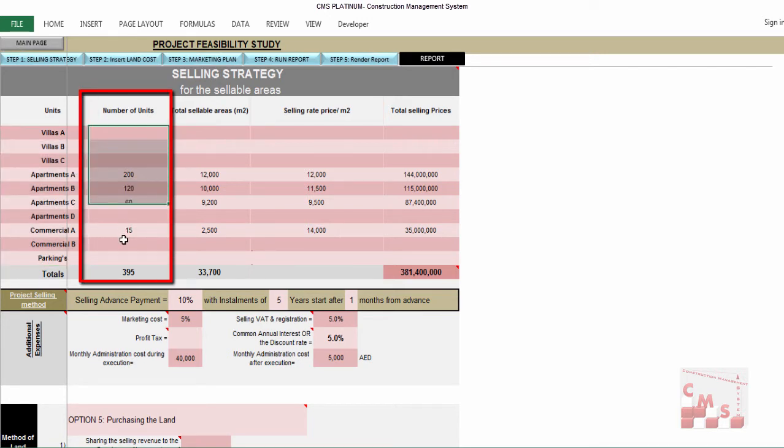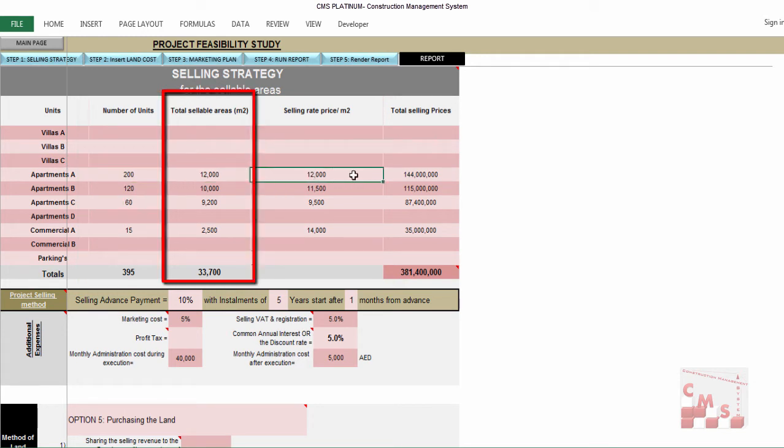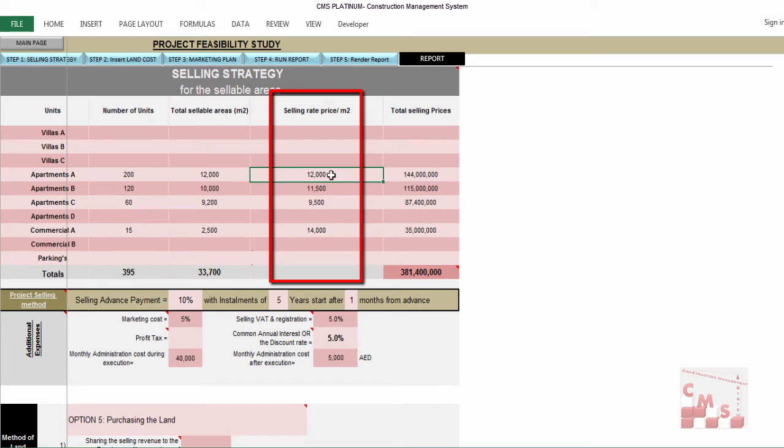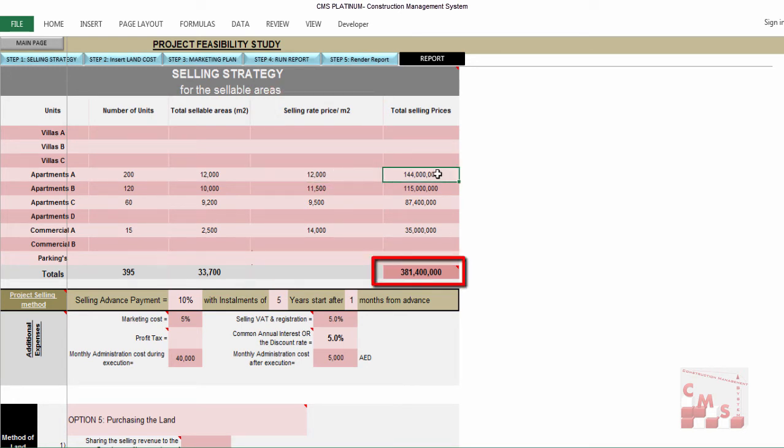Here you will also put the number of units for each item, the sellable area for each item, and the price per square meter, how much you sell your unit per meter. At the end you have the total selling price for the whole project. According to our project, we have, for example, this amount, 381 million, as a selling price. Of course, we are putting here the common selling price in the market.